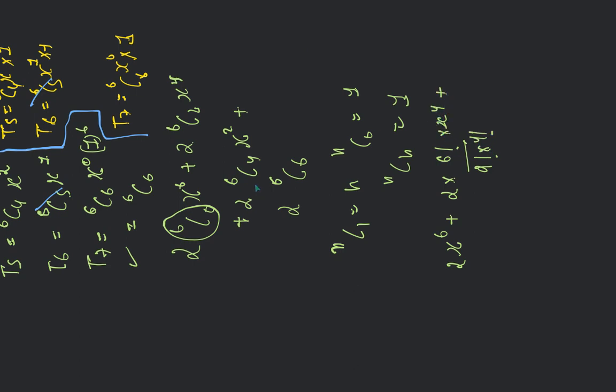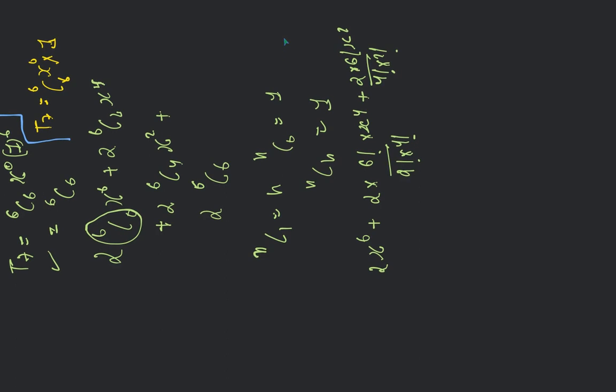And the next term is 2 times 6C4. Again, this is nothing but 2 into 6 factorial divided by 4 factorial into 2 factorial into x square. And the last term is twice of 6C6, and we know that the formula of NCN is 1, so 6C6 can be written as 1. Now let's simplify this term.